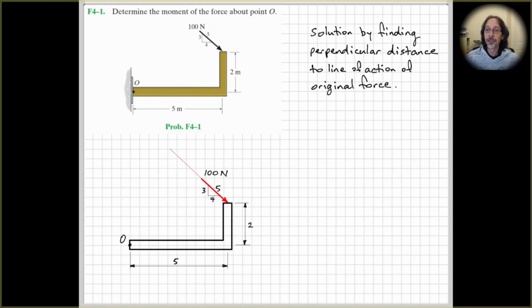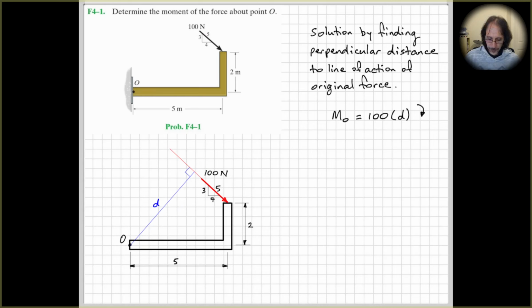Extend the line of action of the force, and then draw the line perpendicular from the point about which we're calculating moments to the line of action of the force, and perpendicular to that line of action. Okay, so we've now got to do a bit of geometry and trigonometry to work out the length of this line here, D. There are a number of ways of doing that.